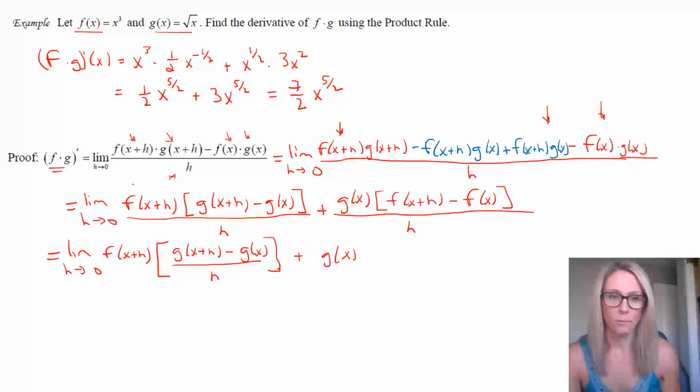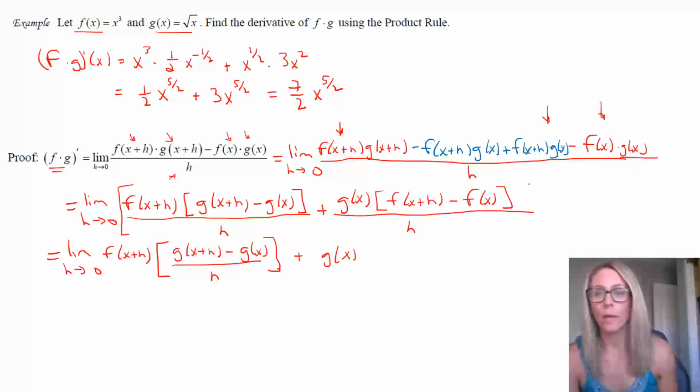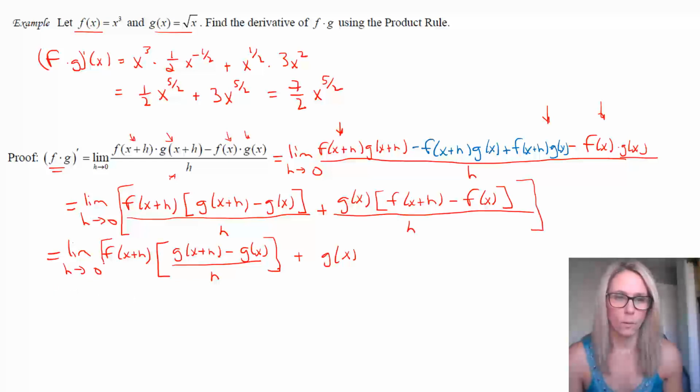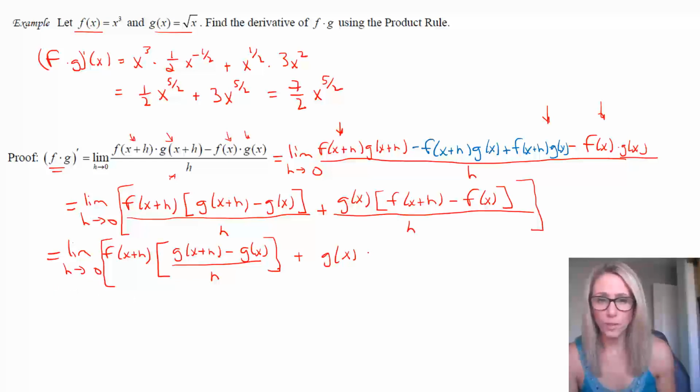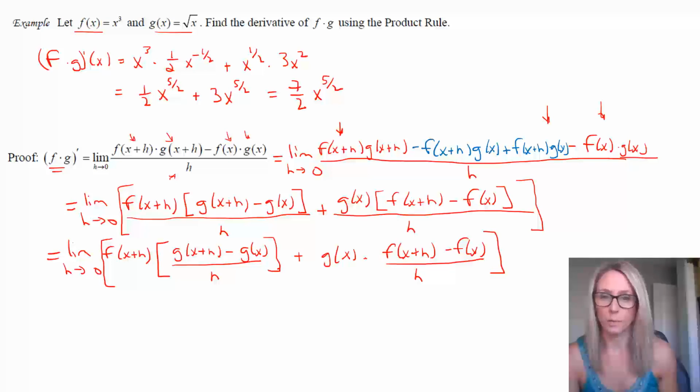And of course, it's this whole thing. It's this whole thing. Again, it's this whole thing. So we have g of x, and then kind of take out that other piece: f of x plus h minus f of x over h, like this. So I didn't really do a whole lot there. I just pulled out that g of x and I pulled out that f of x plus h.